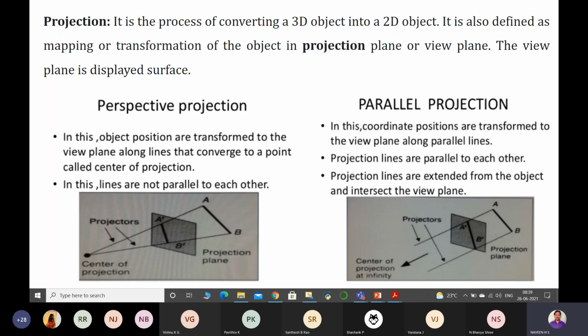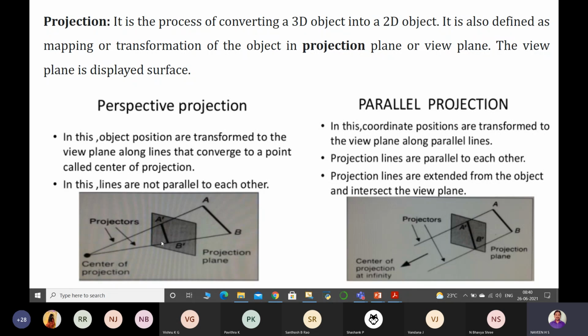So we'll discuss one by one and we'll see what is the difference between these two types of projection. We'll consider first perspective projection. Look at this diagram. This is the projection plane. We have an object AB, you can say a line segment or whatever it may be.